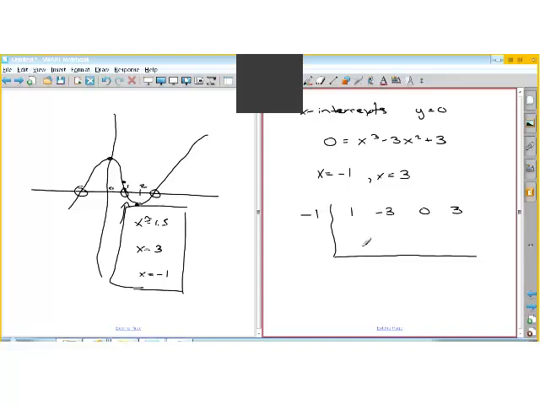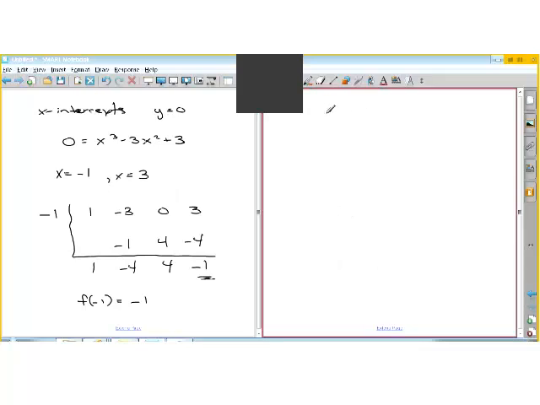So we have -1, bring the 1 down. -1 times 1 is -1. And we get -4. -4 times -1 is 4. Bring that down. 4 times -1 is -4, and we get -1. So this has a remainder of -1. So this is not one of the zeros, but we do know that f of -1 is equal to -1. That's from what we learned earlier, so we don't completely waste that particular opportunity.